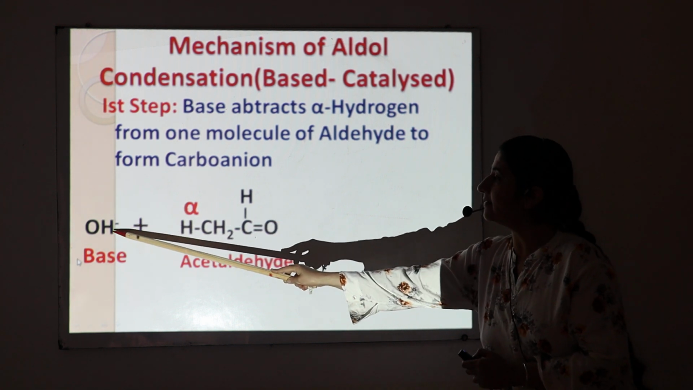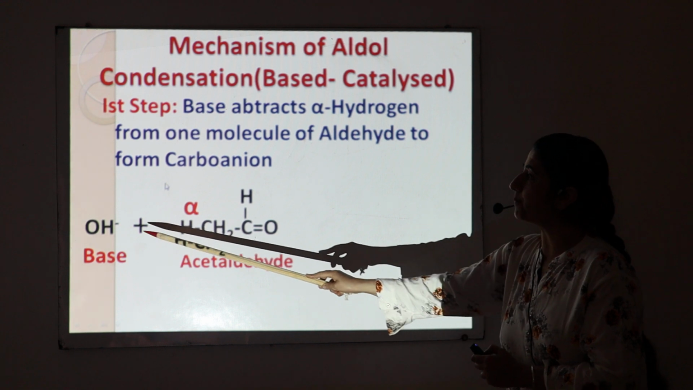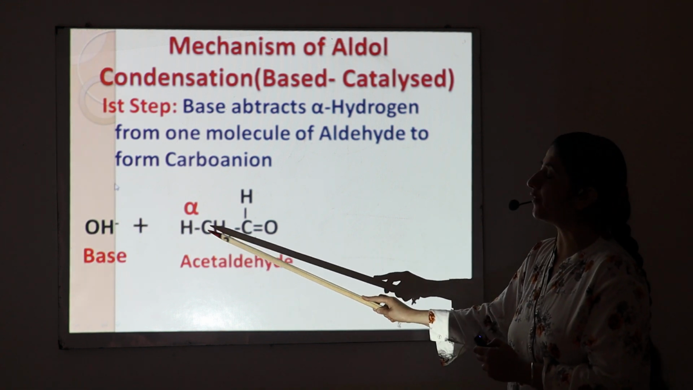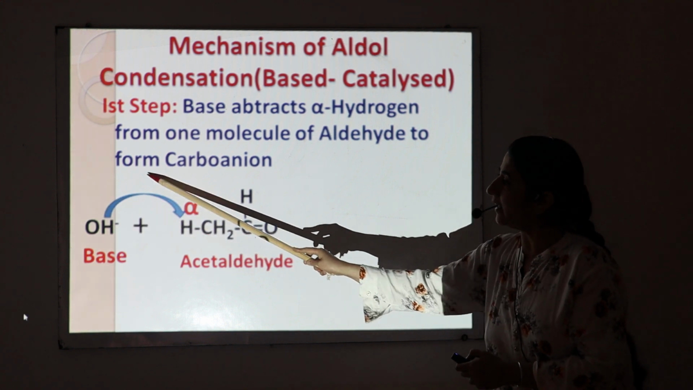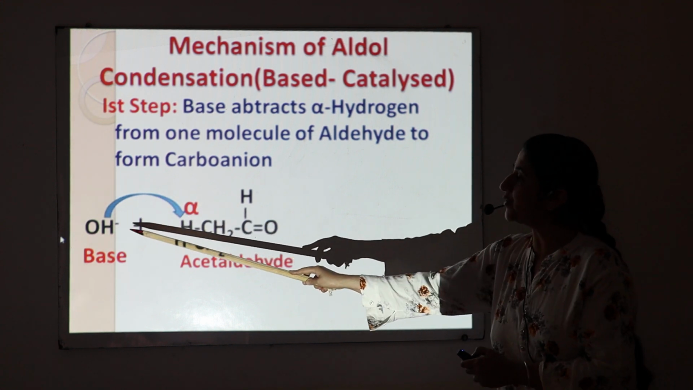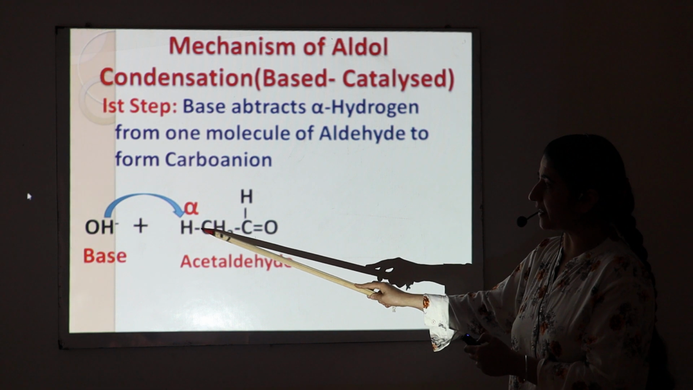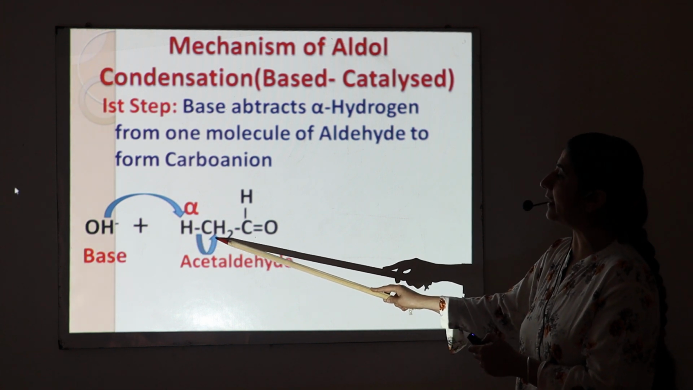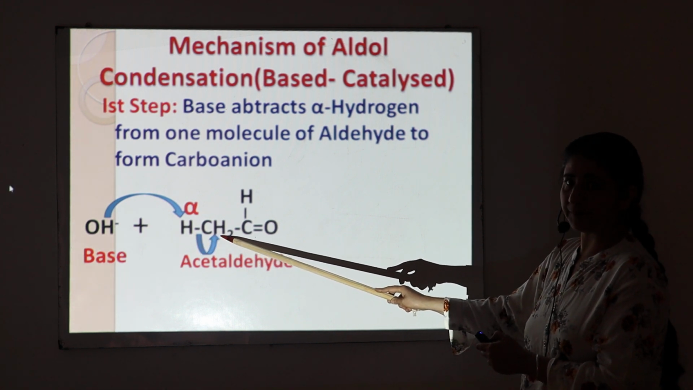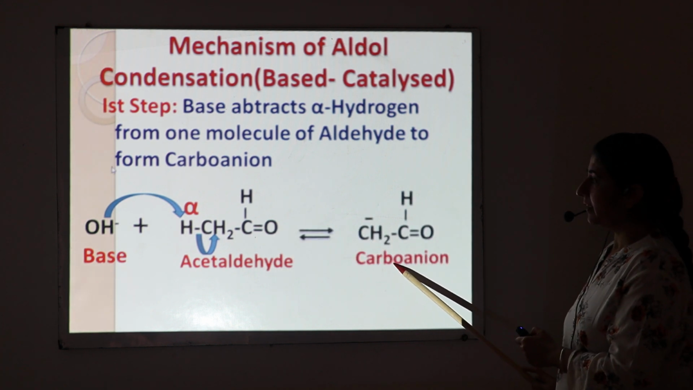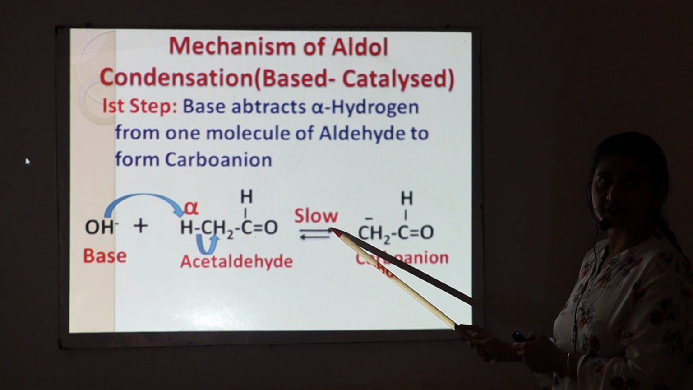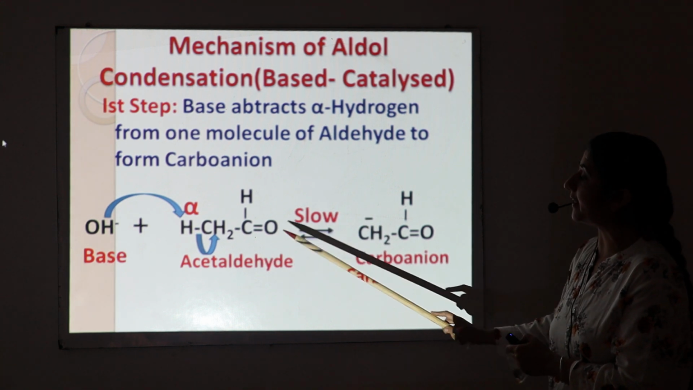So when the base reacts with the acetaldehyde, it abstracts the alpha hydrogen atom from this molecule. So when the OH abstracts the alpha hydrogen atom, there is a migration of the sigma electron toward this carbon atom, which forms a carbanion. This is a very slow reaction, so that is why it is the rate determining step.